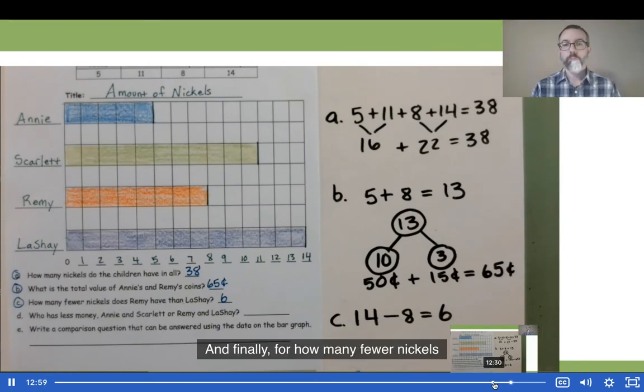And finally, for how many fewer nickels does Remy have than Lachey? I remember from an earlier problem, we can use subtraction when comparing. So I did 14 minus 8, which is 6. Remy has 6 fewer nickels than Lachey.